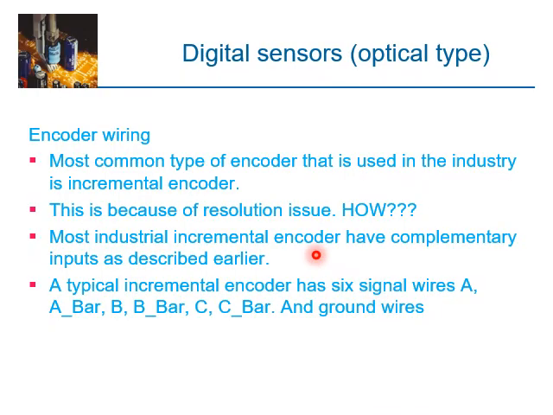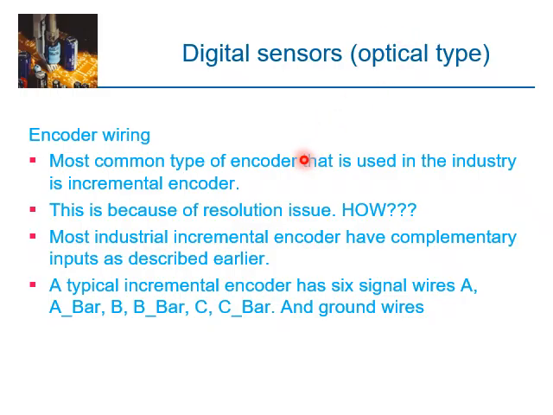Now, for encoder wiring, you have to understand there are 6 signal wires for incremental, and you usually have 1 ground wire. The most common encoder used in the industry is the incremental encoder. This is because of the resolution issue. How? Because in an incremental encoder, you can have only 2 disks and you can increase the number of windows in the disk, and you will have higher resolution. But for an absolute encoder, you really have to put in multiple disks to increase the resolution.